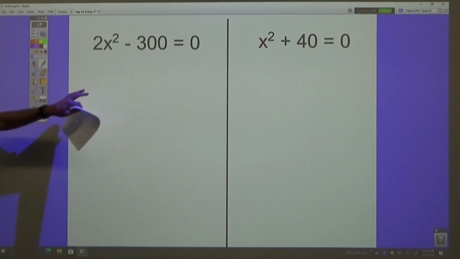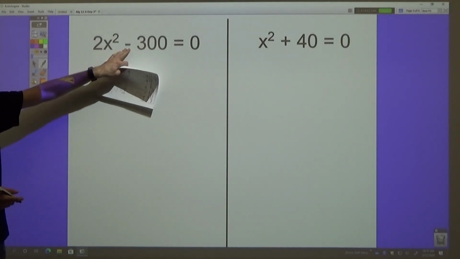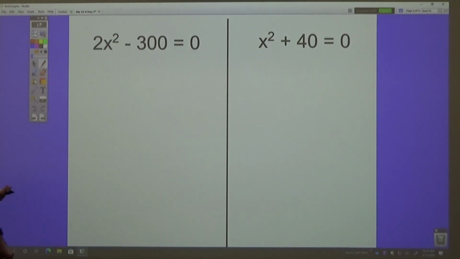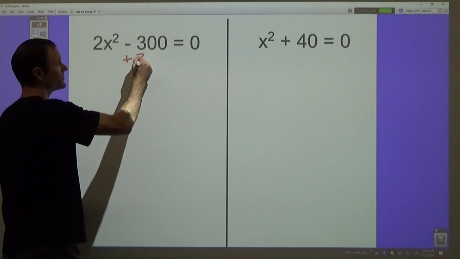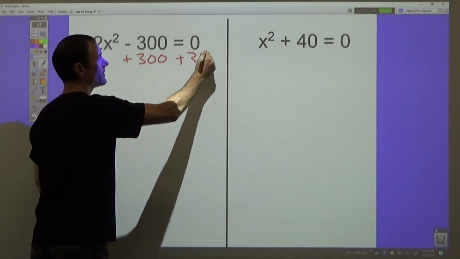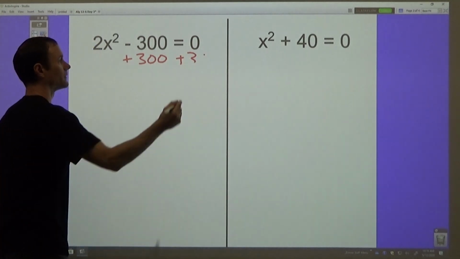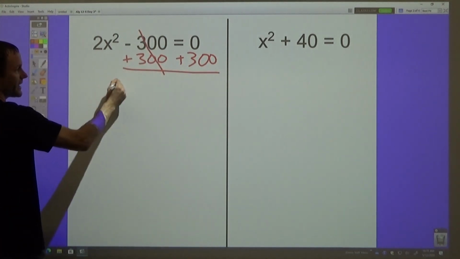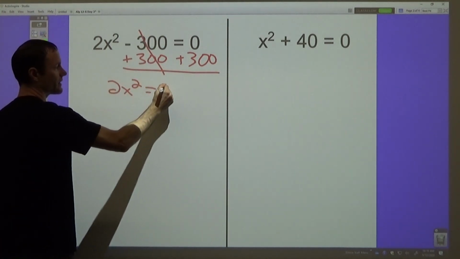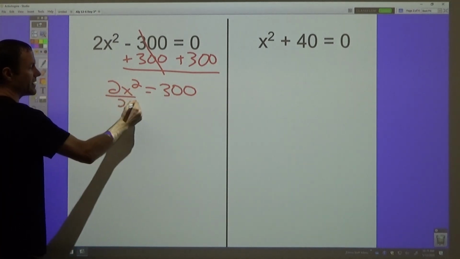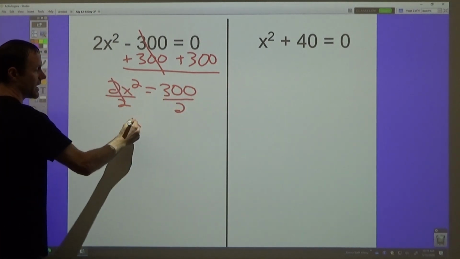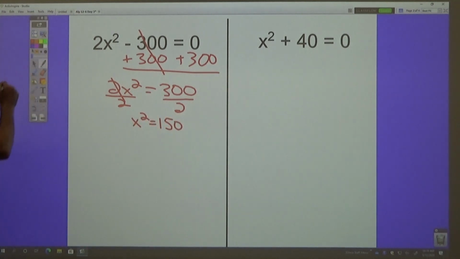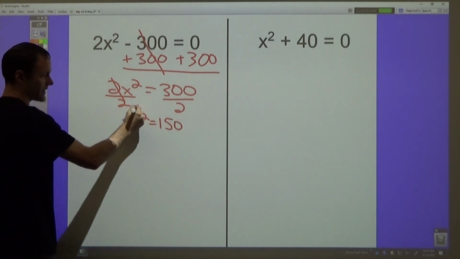A little bit more complicated this time. We always want to try and get rid of the plus or minus whatever it is first, because you want to try and get that x squared all by itself. So plus 300, plus 300. Those 300s cancel out, so we have 2x squared equals 300. Divide by 2, divide by 2. X squared equals 150.